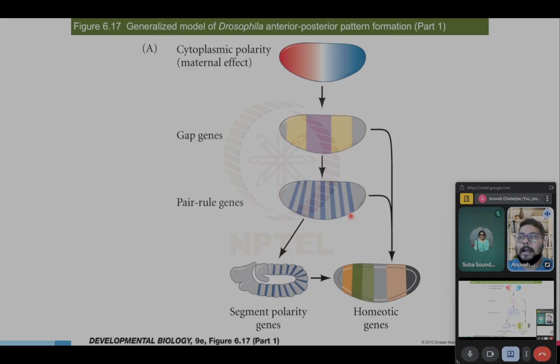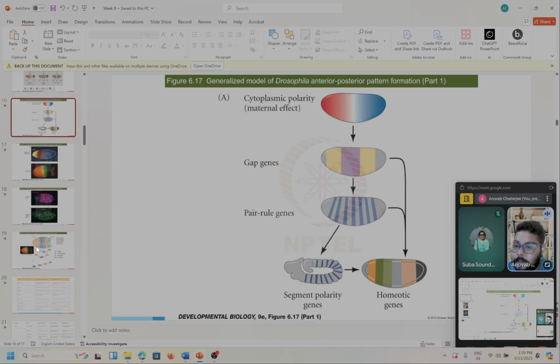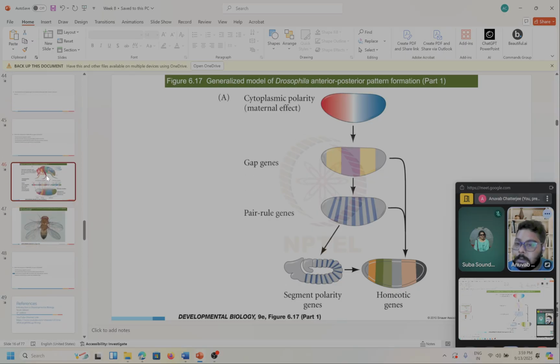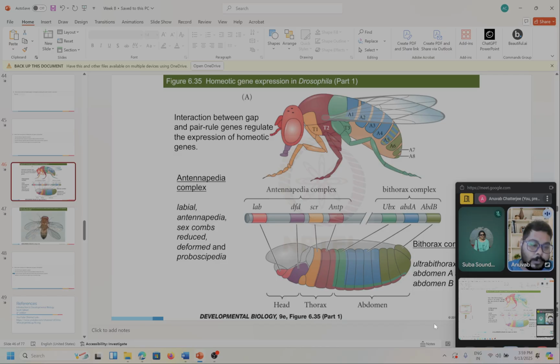So it has different segments, which I will actually show you, then it will be easier. Yes, this image.